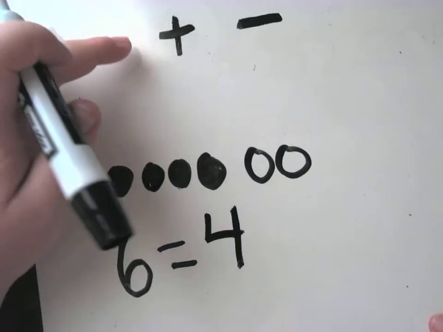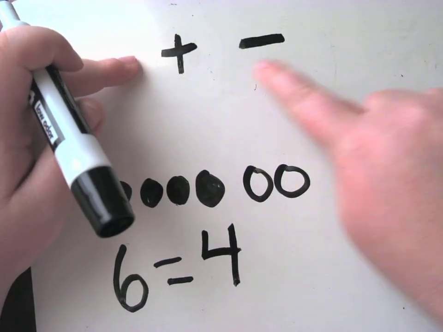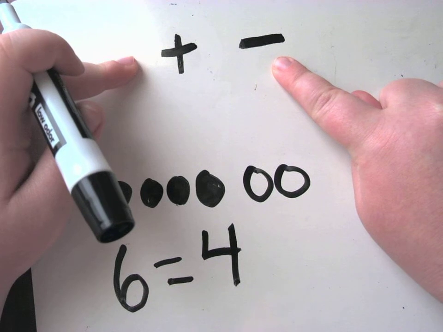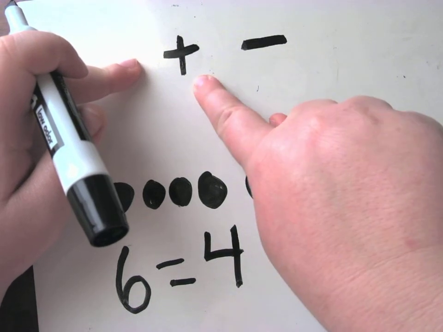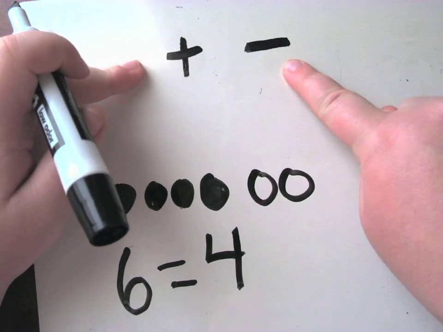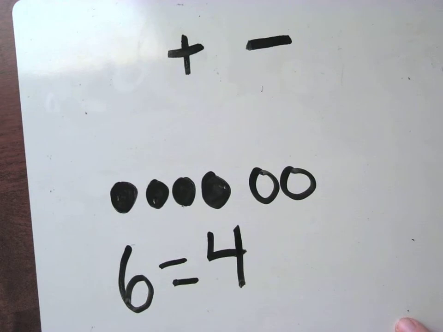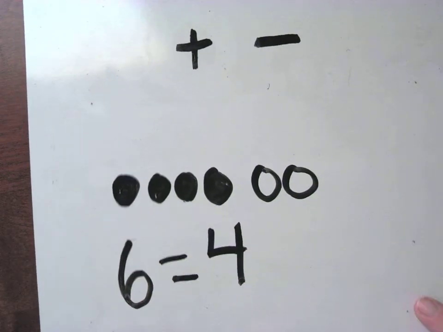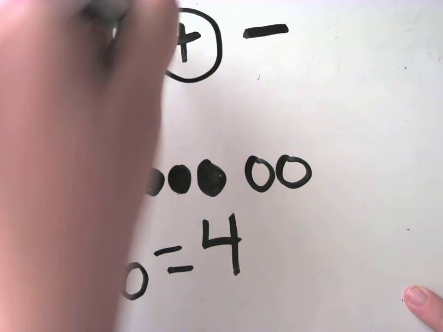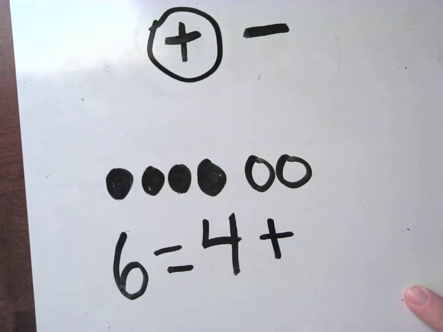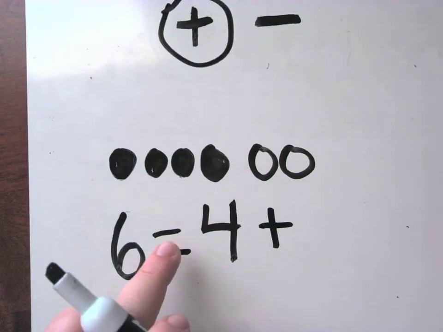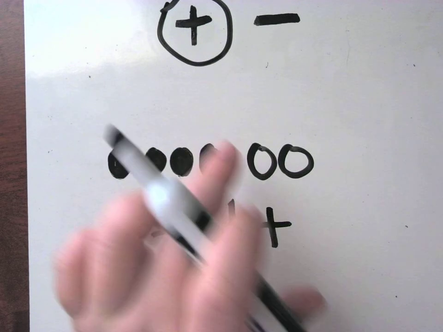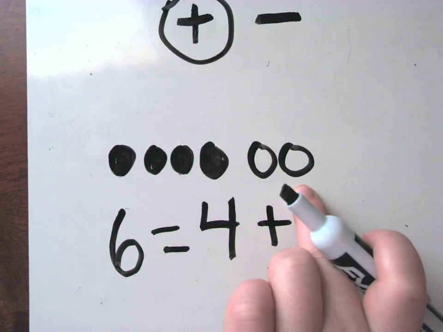All right. So let's look up here. What sign are we going to use? Are we going to use plus? Or are we going to use minus? Are we going to use put together, or are we going to use take away? You're right, put together, because we're putting these together to get that. So let's circle our plus. Put a plus down there. All right, so we have 4 plus, and then how many do you think is right here?